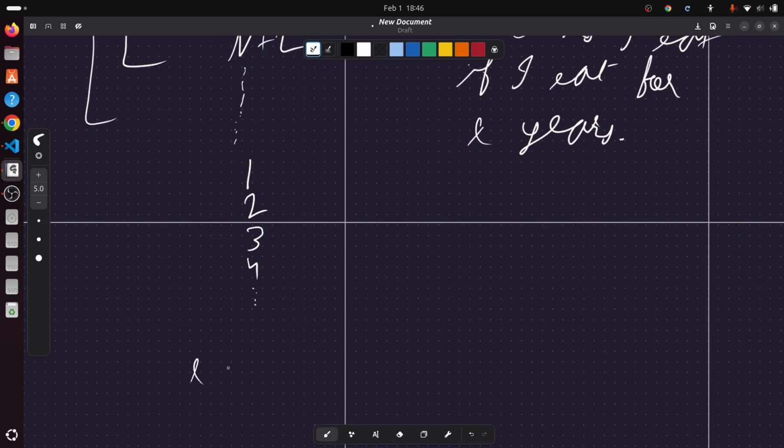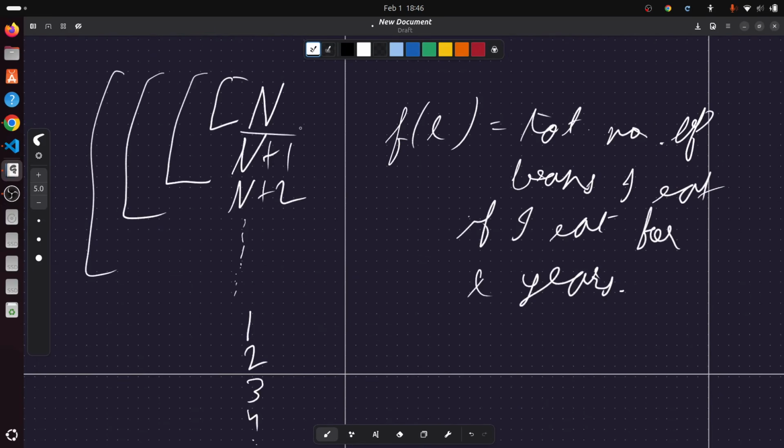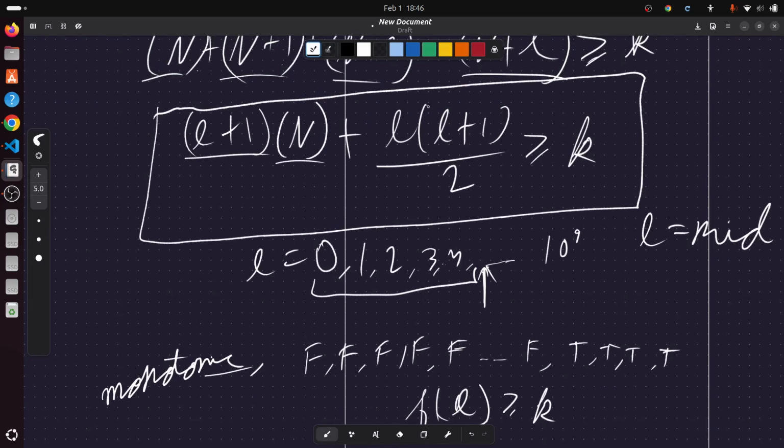So after L years you must have eaten L into L plus 1 upon 2 beans, right, which is approximately L square by 2 beans, right? So the total number of beans that you have eaten is growing quadratically, like it is growing by L square, right? And even if you start with n, we have the formula right here, which is L plus 1 into n plus this thing, right? So this is also quadratic in L, like this is O of L square, right?